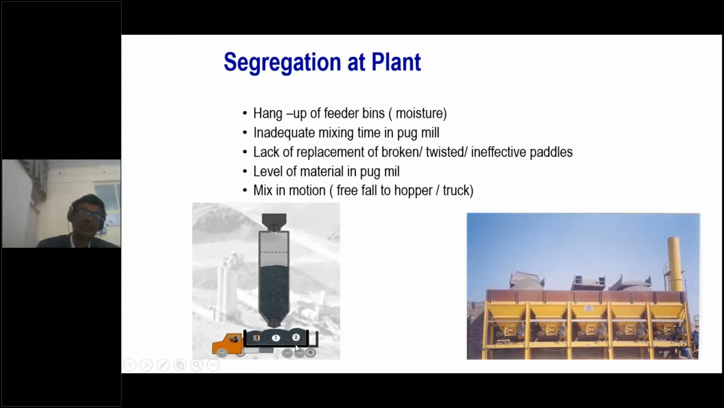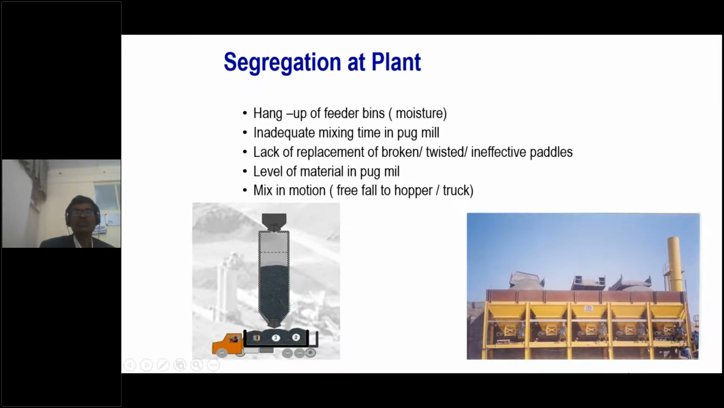And the segregation can happen due to the loading pattern. So this is how the mix is to be loaded in the tipper. The first load should be dumped here, the tipper should move, and the second load should be dumped here, and the third load in between, so that to a certain extent the separation of bigger particles from the smaller ones is minimized.